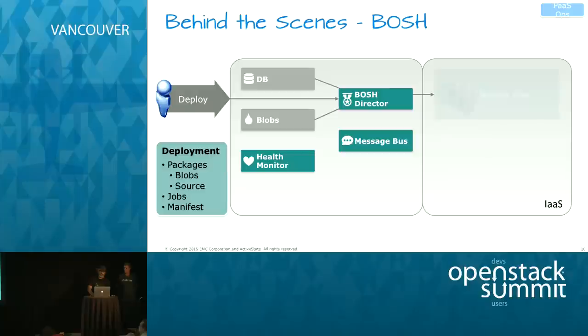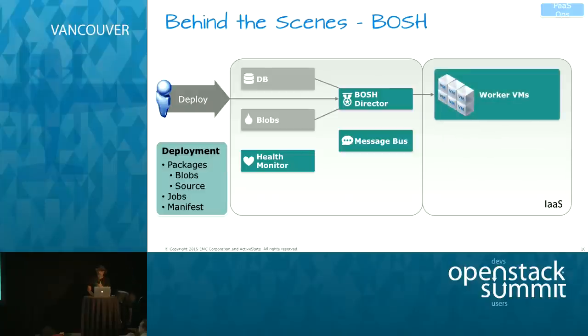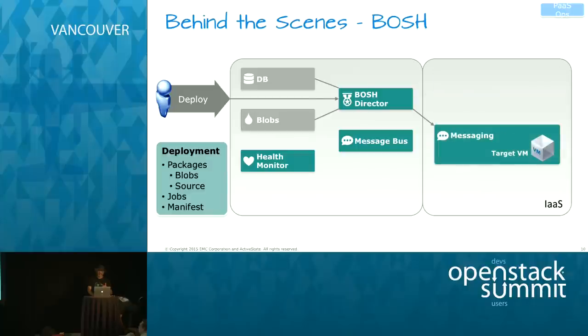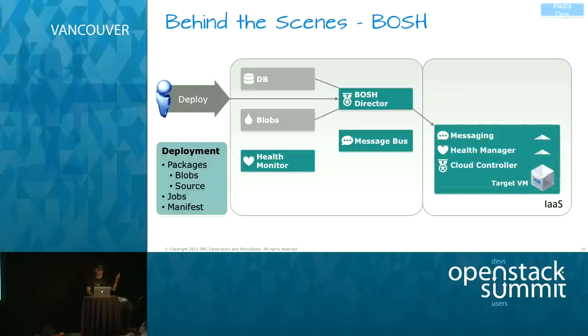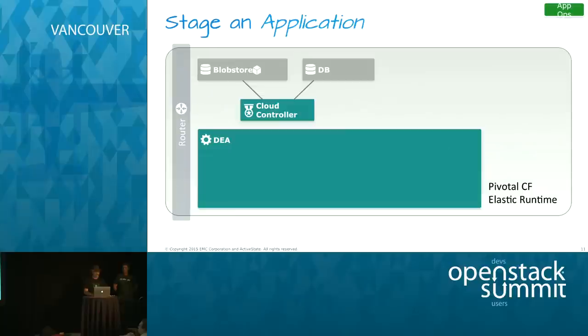So behind the scenes, this is how it looks. I have a deployment. I create a BOSH director that creates worker VMs. And the worker VMs, in turn, create the different VMs: the NATS VM, the router VMs, the UAA VM, the DEA VMs, and so on. And everything is running hunky-dory. If it's not, BOSH is keeping an eye on it. If it goes down, it's going to spin it back up.